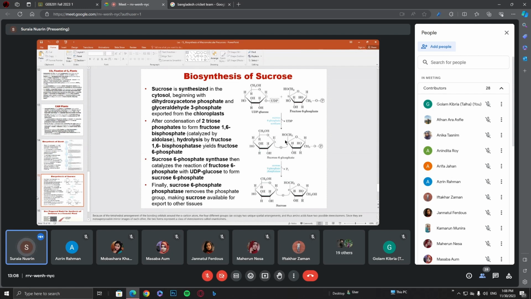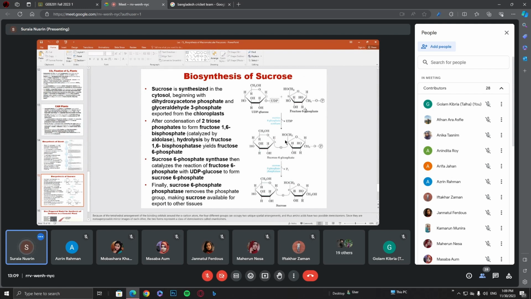So these two trioses are condensed and give rise to a hexose, which is fructose 1,6-bisphosphate. Now this fructose 1,6-bisphosphate is hydrolyzed by the enzyme fructose 1,6-bisphosphatase, named according to the substrate. Then we get fructose 6-phosphate. Here fructose 6-phosphate is shown in this reaction, but how we get it is not shown in this slide. But I want you to also show that reaction, how we get fructose 6-phosphate. We get it from the two trioses which are condensed.